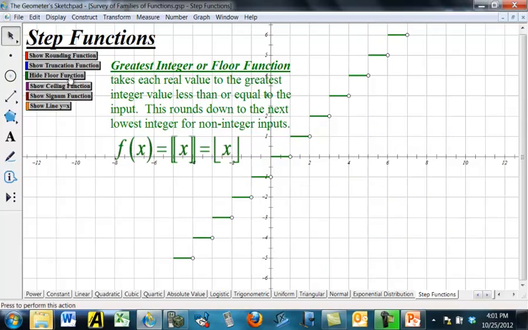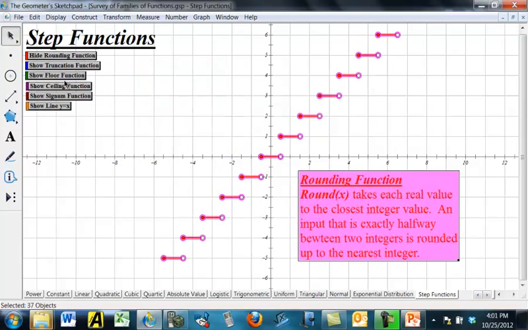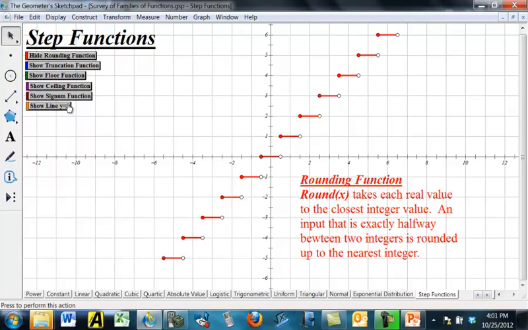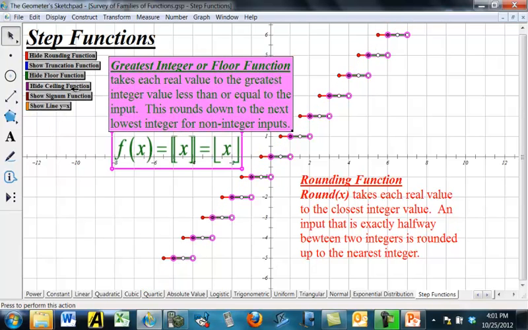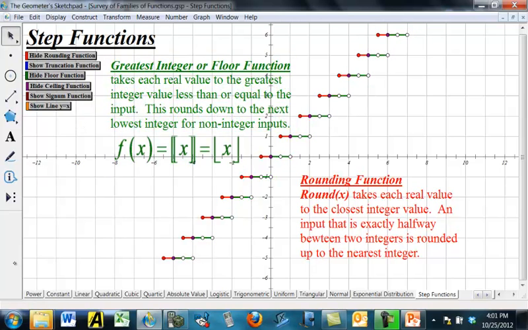So let me hide both of those. Here's the rounding function. And notice that the line y equals x goes right through the center of the intervals there. So we're rounding off. Compare that to, say, the floor function, and notice that there's overlap, but not the same.